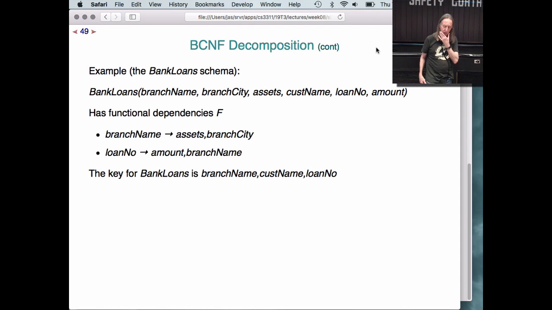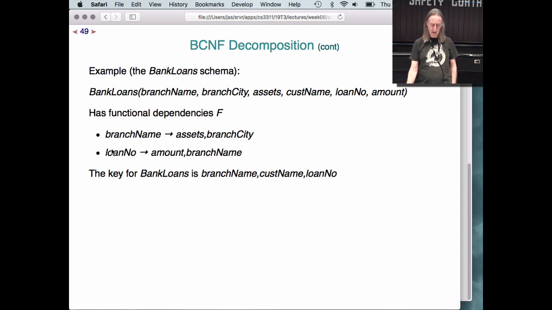Right, so let's try applying that to the bank loan schema. If we thought about it a little bit, it'd be pretty easy to come up with a couple of functional dependencies. Branch name determines the asset, so if you know which branch you're talking about, that determines what the asset's value is. It also determines where the branch is located. Similarly, a loan number determines the size of the loan: if you know what the loan is, then you've got the information about how big it is, and you've also got the information about where it's held. So those two functional dependencies are there.